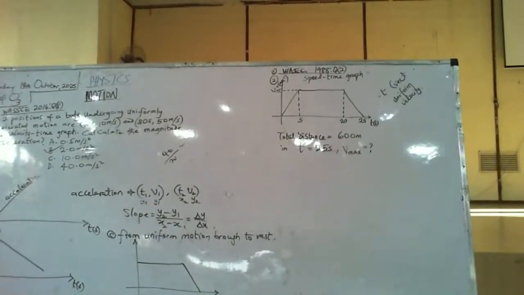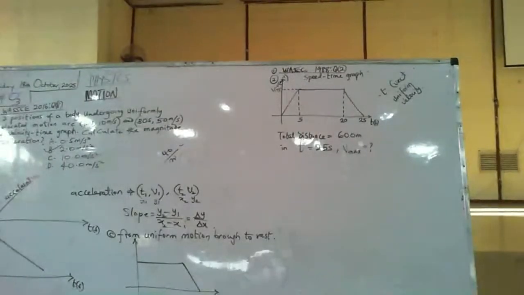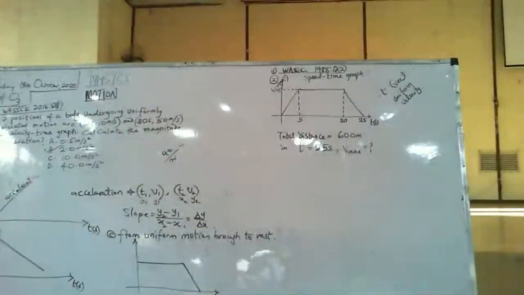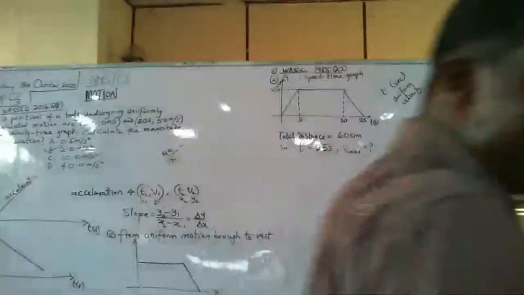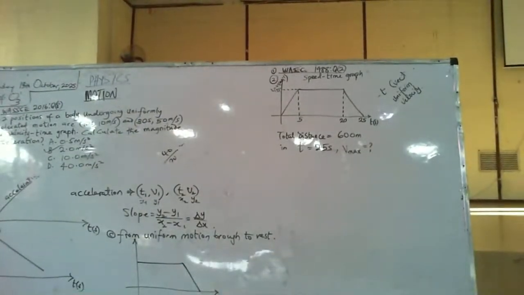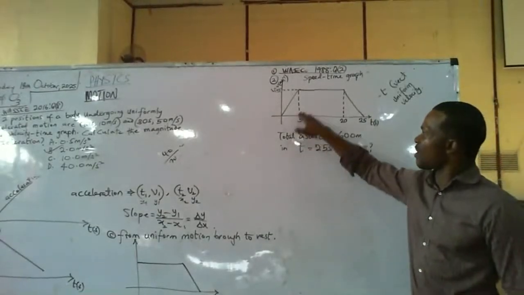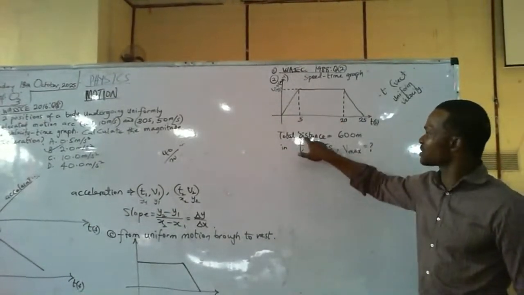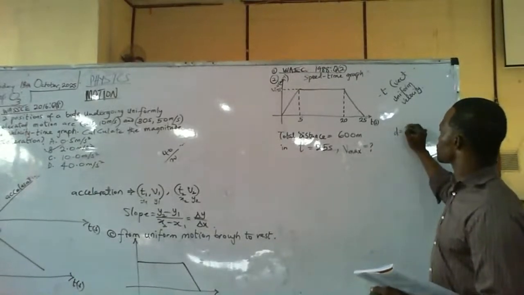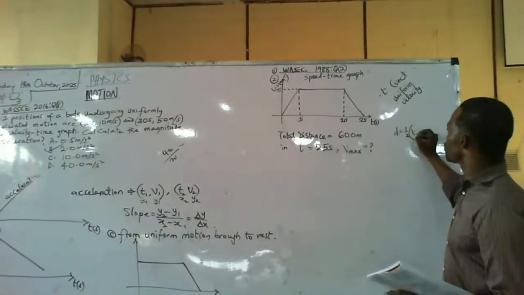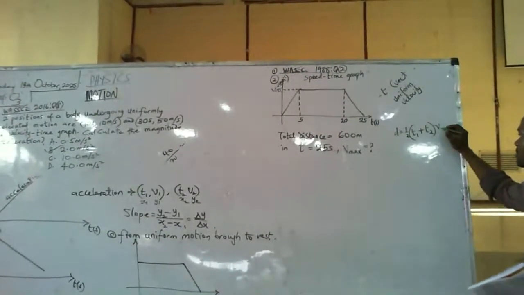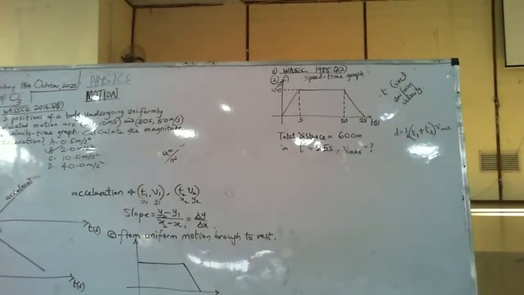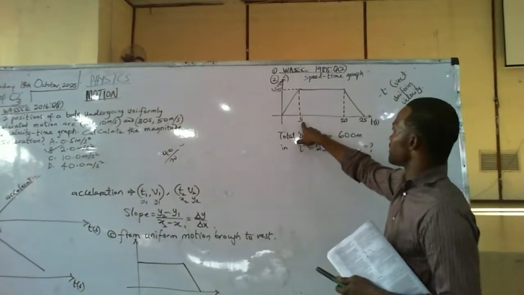Anytime we have total distance, it represents the area of that trapezium. We are looking for maximum speed. It makes sense when you reason that the area under this trapezium is the total distance, which is equal to half times the sum of the two parallel sides, times the height, which is velocity. We are looking for the maximum, so this is the V max we are looking for. The total time, what's the total time?